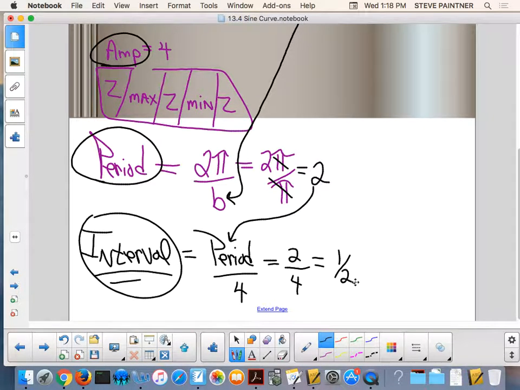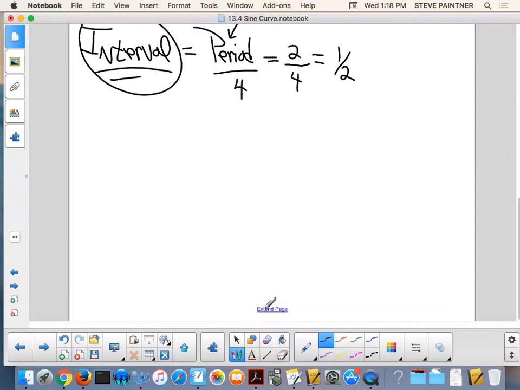1/2, right? I'm counting by halves. And then I'll just get my graph made. So here I go. I know my amplitude is 4. I know my period is 2, and I know I'm counting by halves. So here I go.